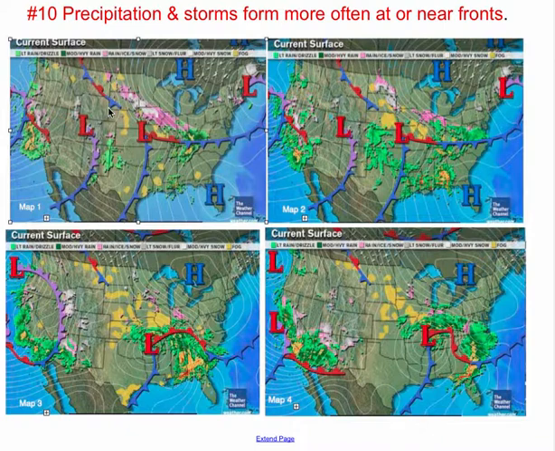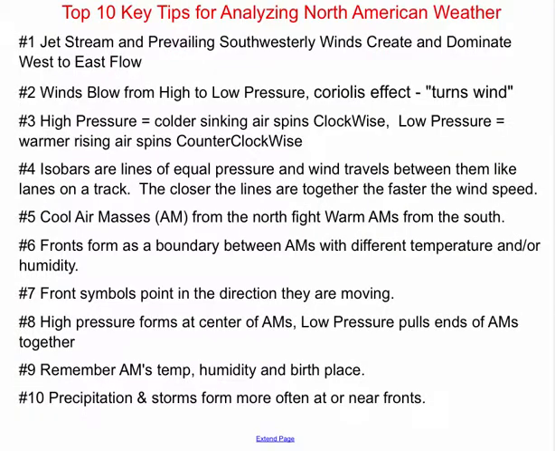And number 10, precipitation and storms form more often near fronts. See how this stuff, this precipitation is near a front, this is near a front. You don't have that much hanging out by high pressure. This precipitation is near the front, all this stuff near the front, etc. This is fog in yellow, so don't worry about it. Okay? And to review, these are all right here. You're going to want to master them so that it helps forecast weather.